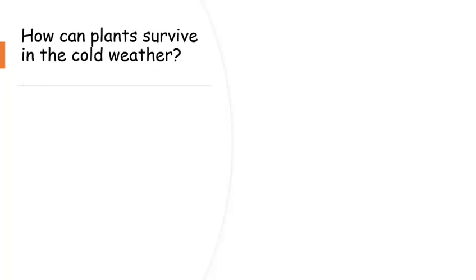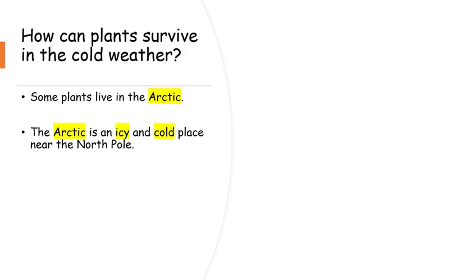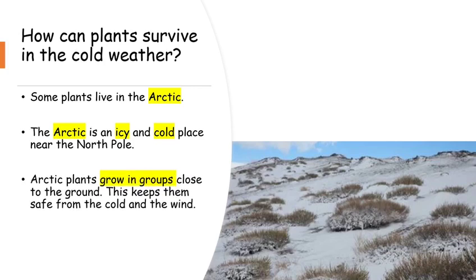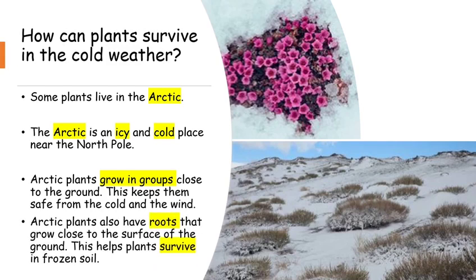How can plants survive in the cold weather? Some plants live in the Arctic. The Arctic is an icy and cold place near the North Pole. Arctic plants grow in groups close to the ground. This keeps them safe from the cold and the wind, as you can see in the picture.